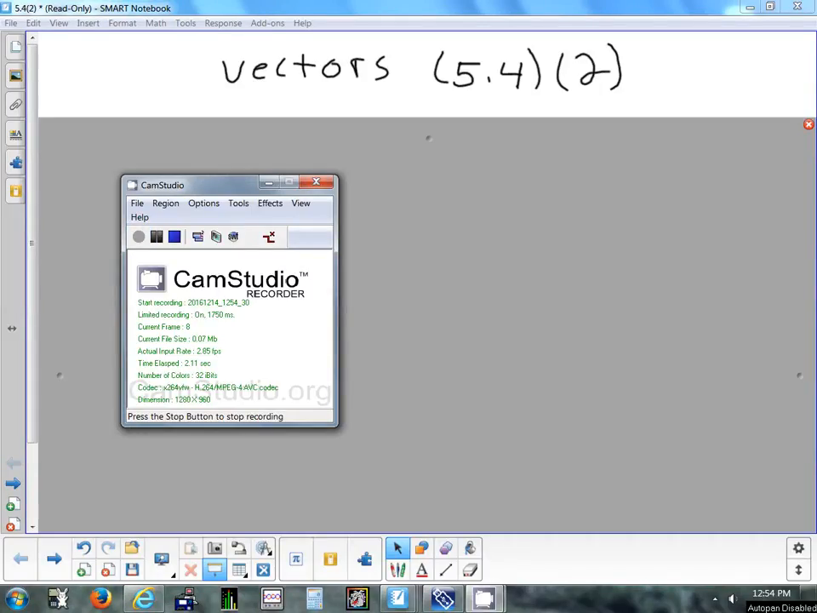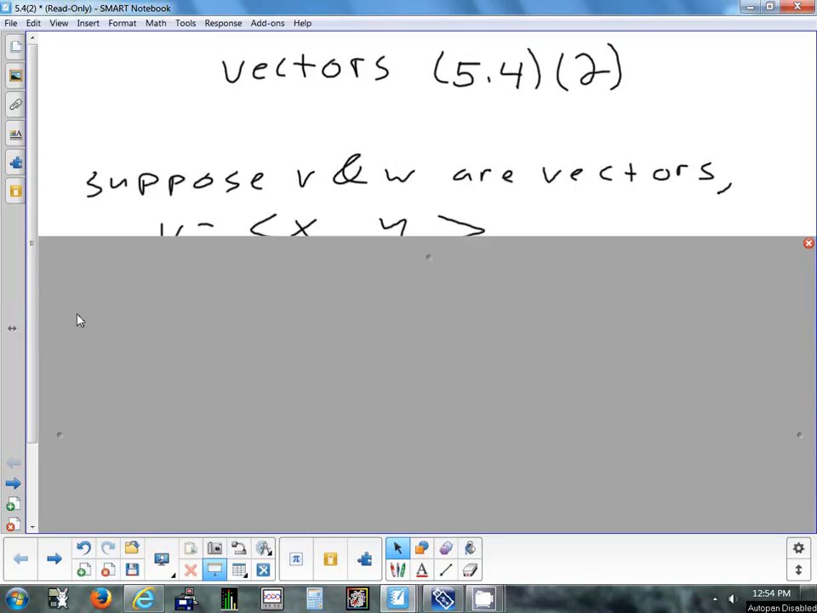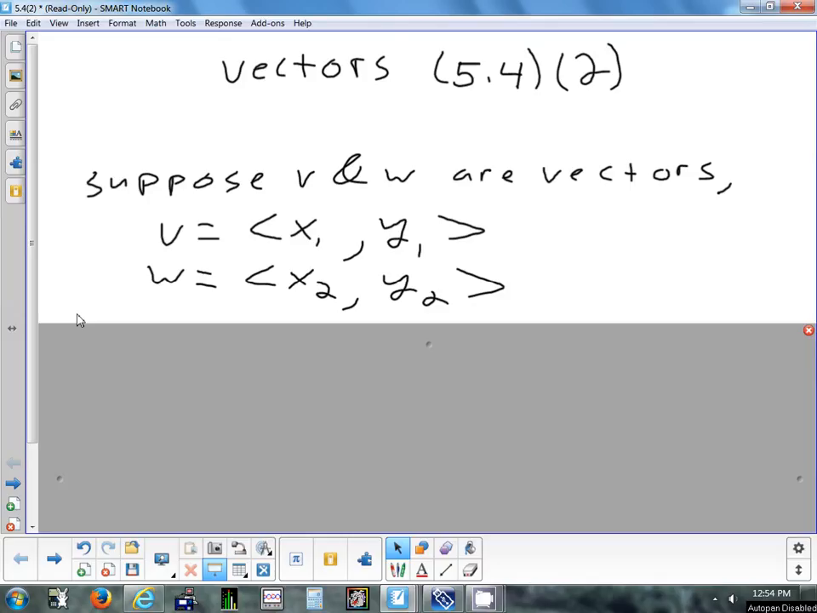All right, so we're going to finish up section 5.4. What we left off with yesterday was getting away from the idea of drawing vectors and starting to look at a new way to represent a vector on paper, with just numbers. So I want to start by using that notation here.